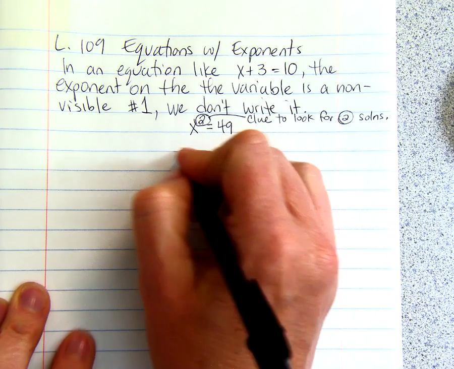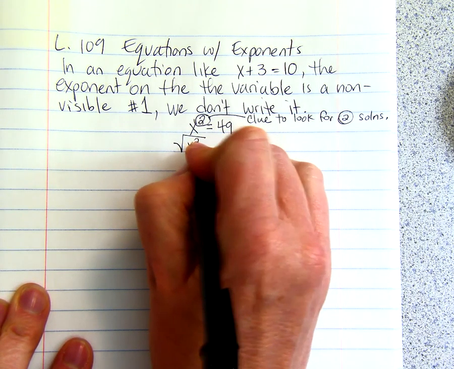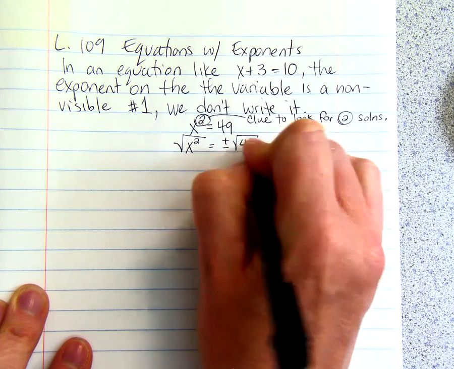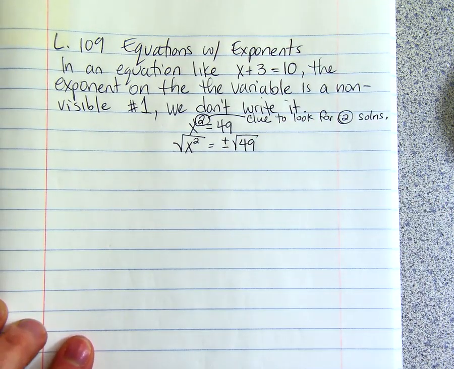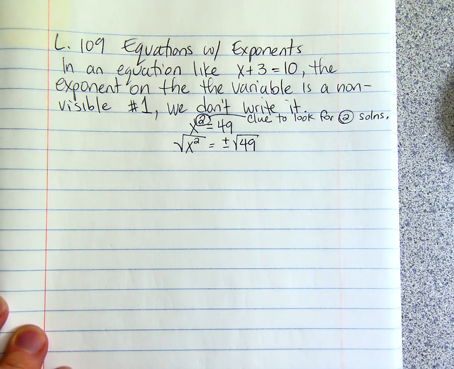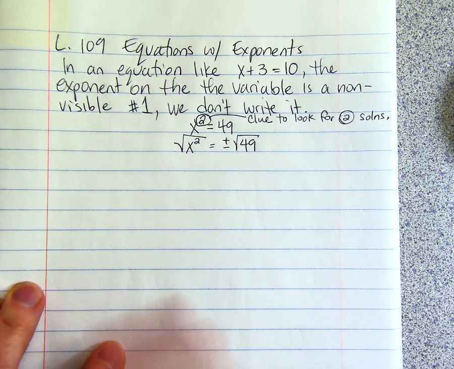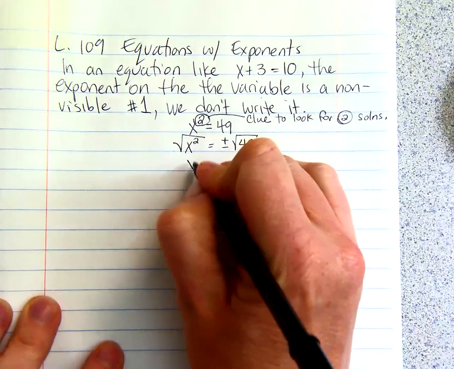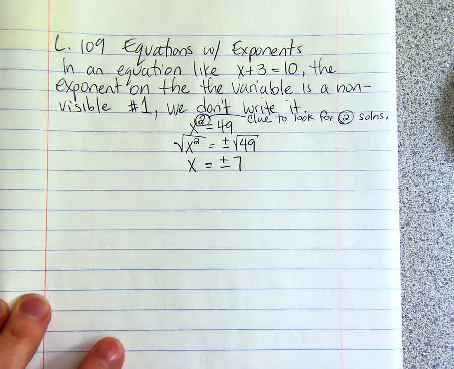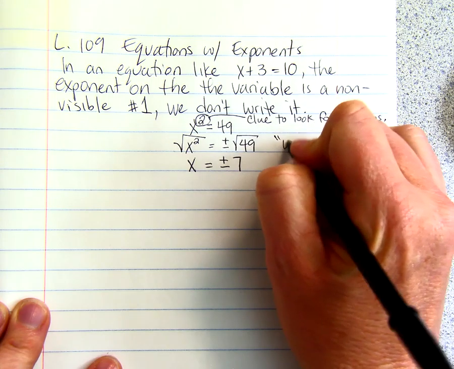So when we take the square root of both sides, on the right side we have to do plus or minus the square root of 49. And we talked about this last week. When we talked about x squared, we'll have 2 solutions. So x, the square root of x squared is just x, equals plus or minus 7, which is the square root of 49.